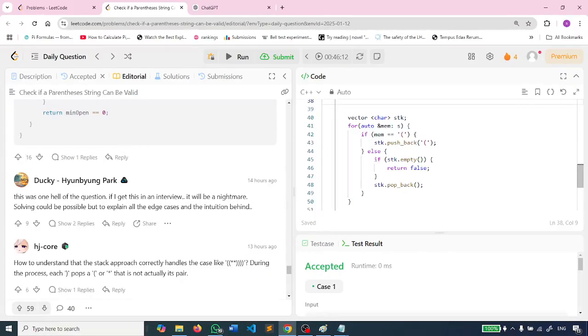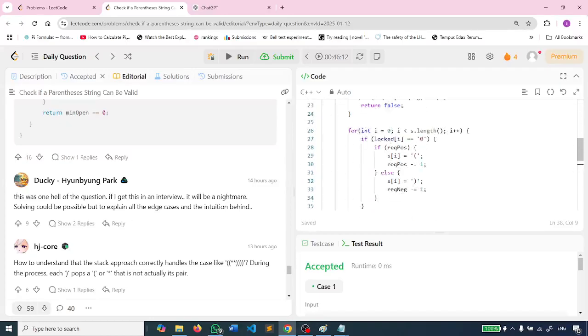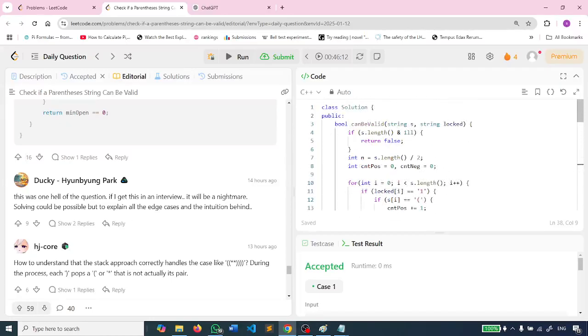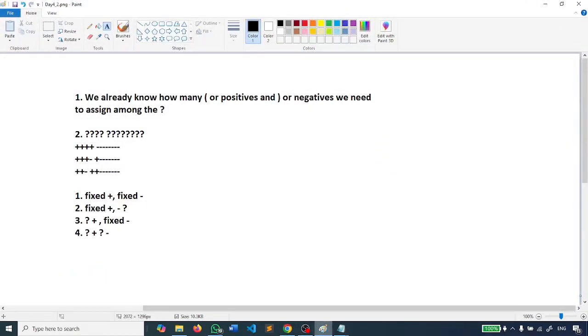Someone is being humble and is actually confessing the real truth here. If this was one hell of a question, if I get this in an interview, it would be a nightmare. Solving could be possible, but explaining all the edge cases and intuition. So just look at my solution. It has no edge case. It has nothing. It is just a basic greedy approach. Pull all the positives to the left, pull all the negatives to the right. Just use the fact that you can put an opening bracket as +1, you can put a closing bracket as -1, and use the general definition of what a regular bracket sequence is.